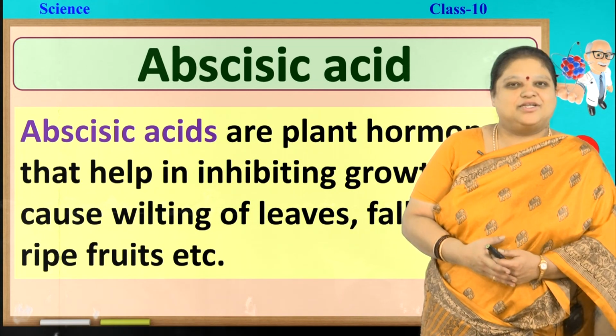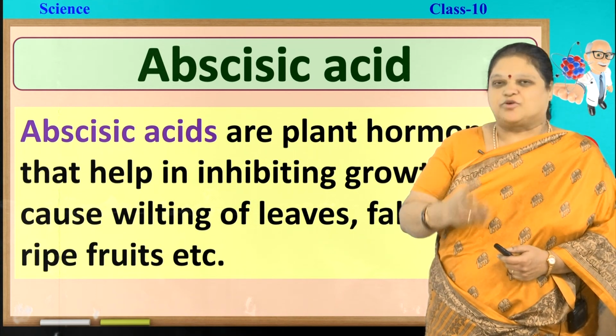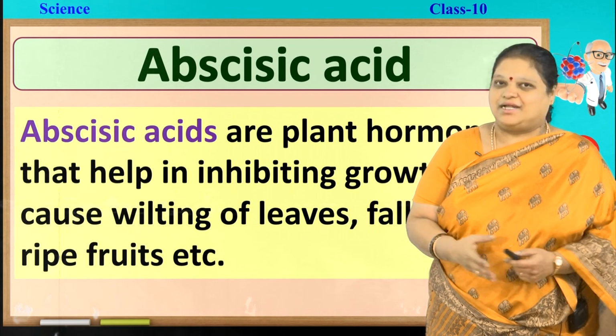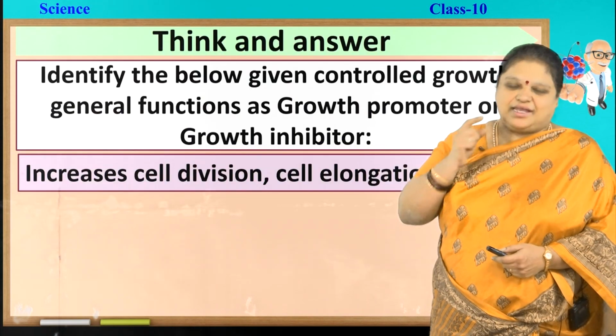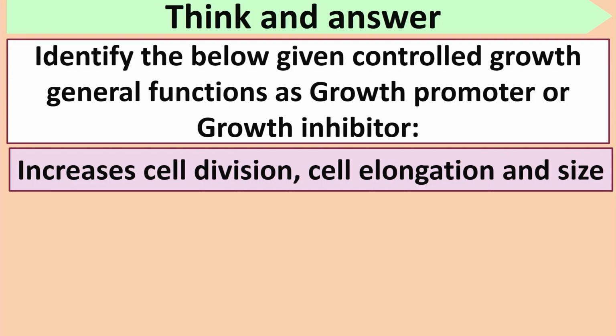So, children, till now you studied about the different types of hormones. Now, I have some questions for you. I want you to think and answer them. Okay, here I am giving you a few situations, like some conditions. I want you to tell whether it is a growth promoter or a growth inhibitor. So, first, it increases cell division, cell elongation and size. So, can you guess and tell me the answer? Whether it is a growth promoter or an inhibitor.